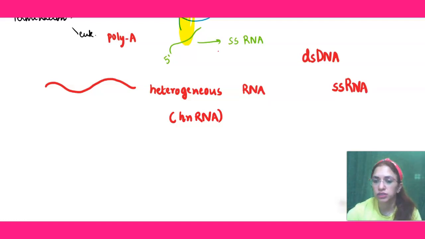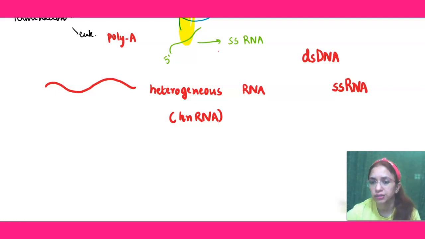Now this heterogeneous RNA is still at its site of synthesis, and its site of synthesis is the nucleus only. Now you know that the nucleus contains nuclear pores. From these nuclear pores, this RNA will come out. But heterogeneous RNA is not in a condition to come out, because if it comes out like this, it will be digested by the cytoplasmic enzymes. You know that all this is happening in the nucleus. The contents have to come out in the cytoplasm because RNA has to do its further job, and that is the synthesis of proteins.